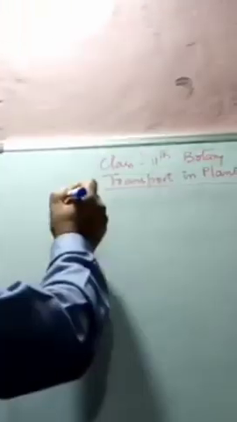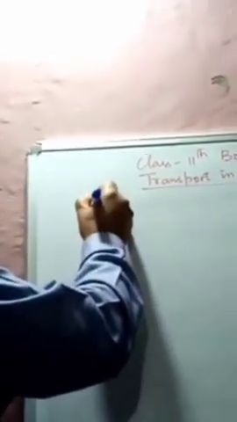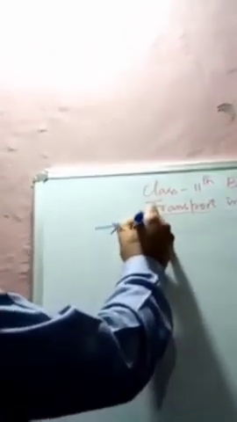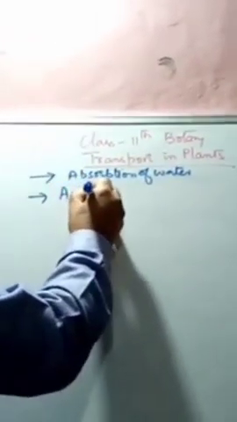In continuation to our topic, transporting plants, we were discussing how water transports from the soil into the roots, then from the roots to the aerial parts of the plant. Now, how this water moves, we have discussed. There are two processes. First one is the absorption of water, which we have already discussed, and the second one is the ascent of sap.